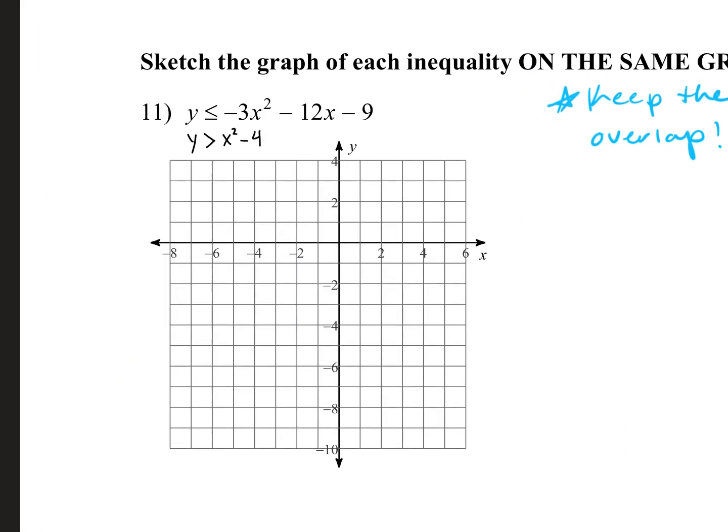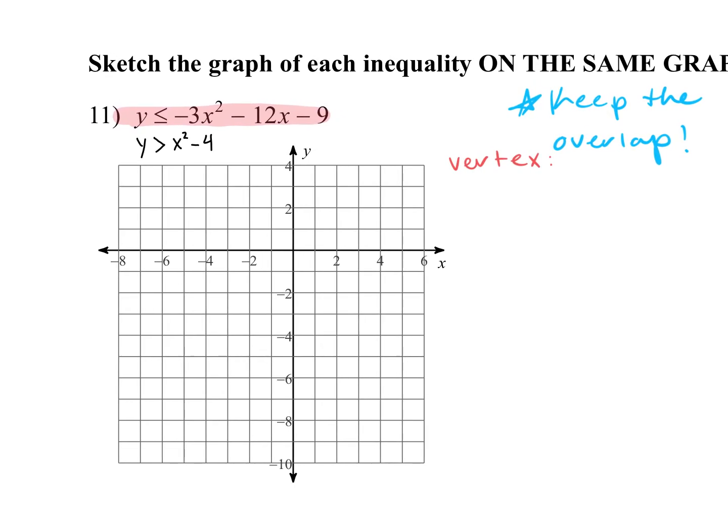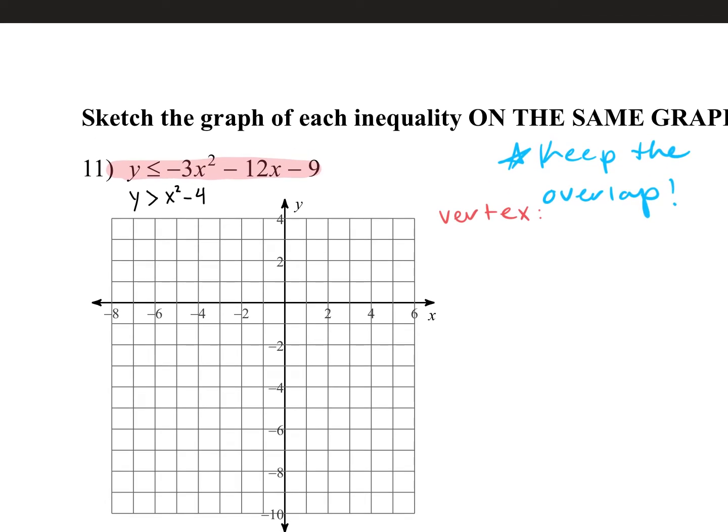So looking at 11, we have two separate inequalities, so we just graph them separately. So I'm going to start with the first one. How would I find the vertex of my first equation here? Negative b over 2a. Have to remember that formula.